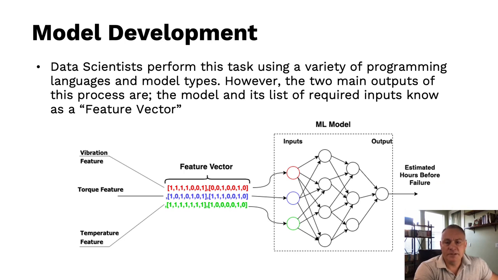Next, they take this information, and the data science team is responsible for the development of the model itself and can use a variety of model types and toolkits. It's up to them to use their intuition and expertise in order to select the right tools for the job. But the key outputs of this activity are the model itself, in this case, a linear regression model, and a list of input values required for the model itself, also known as the feature vector, as shown here.